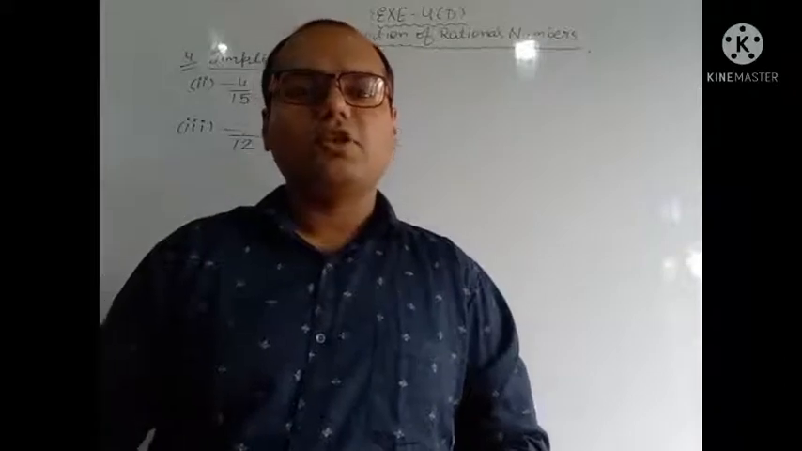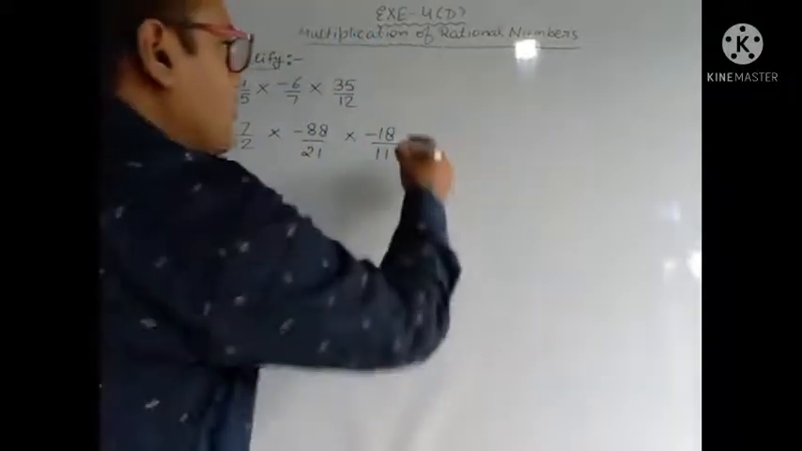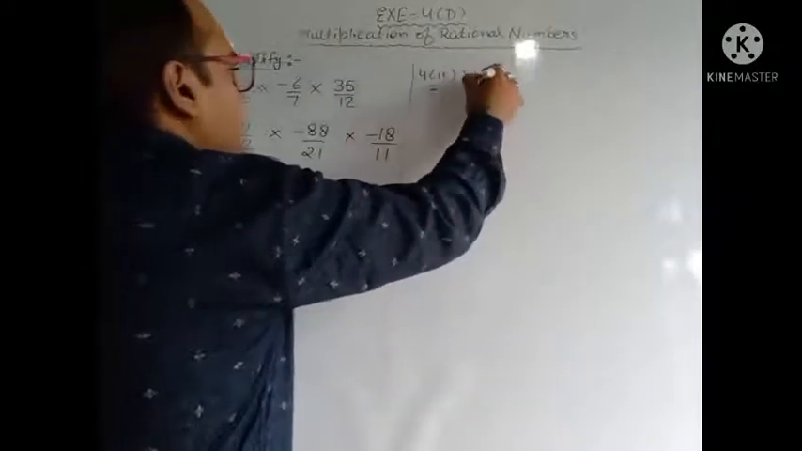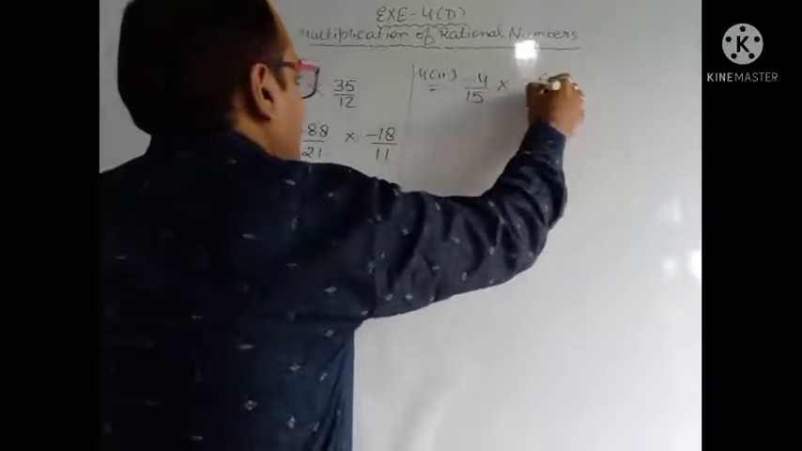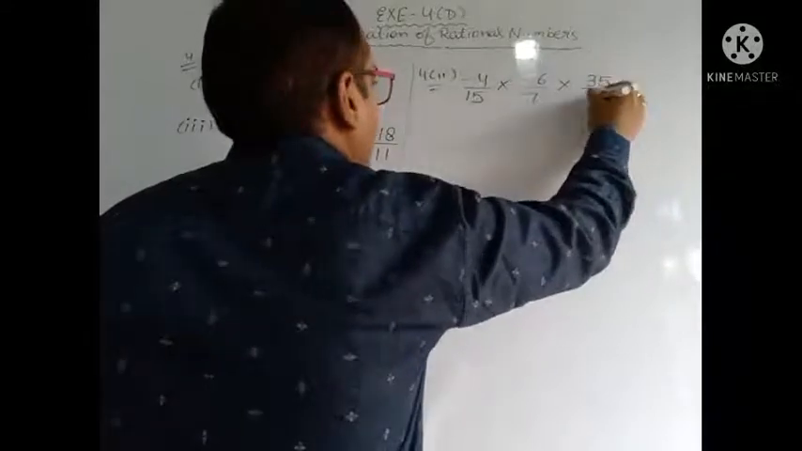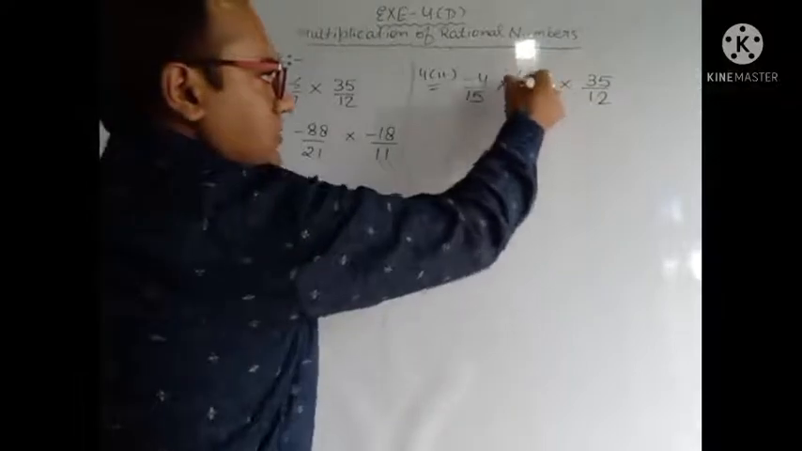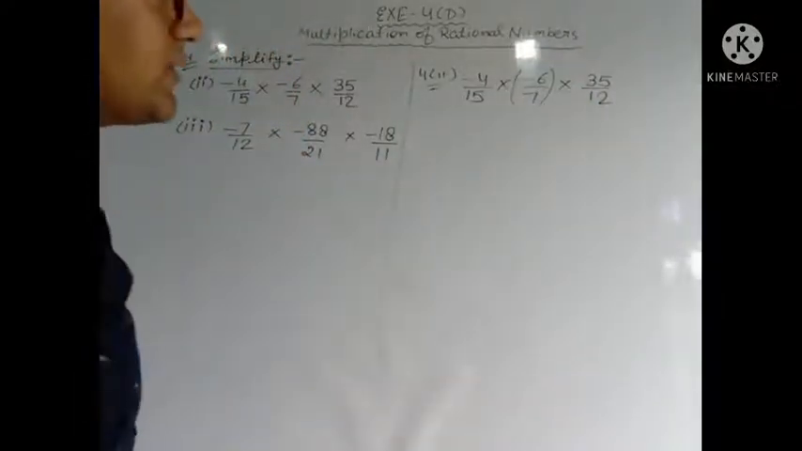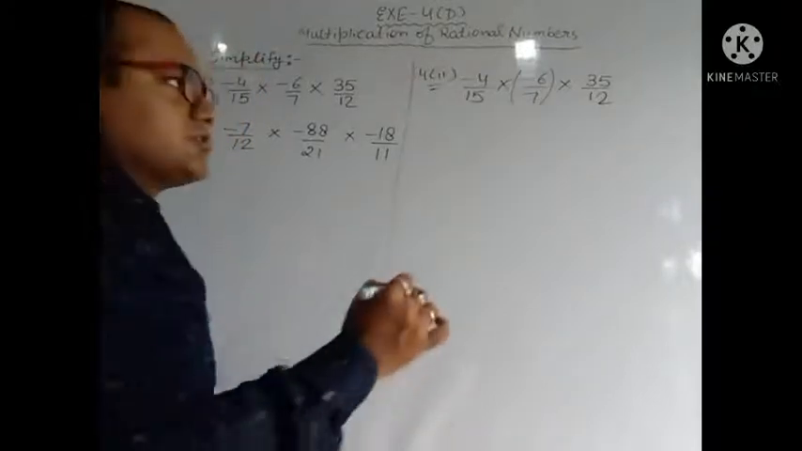Now all of us see question number 4, part number 2. 4th question, second part. Minus 4 upon 15 multiply minus 6 upon 7 multiply 35 upon 12. So this is the question. Multiply and minus double signs are coming, so we will use one bracket here. Now with the same table we have to cancel, as I had explained to you in the previous questions.